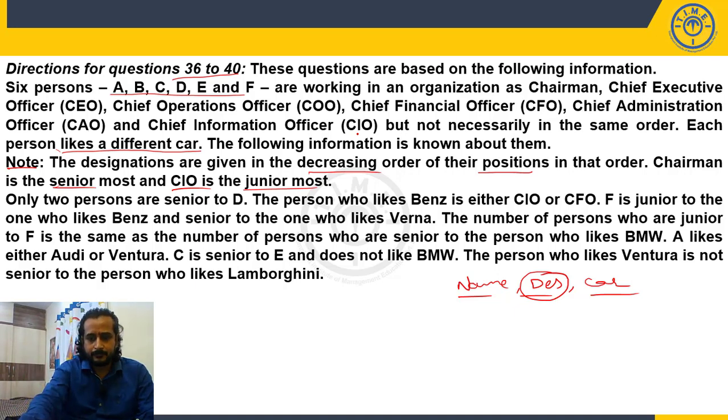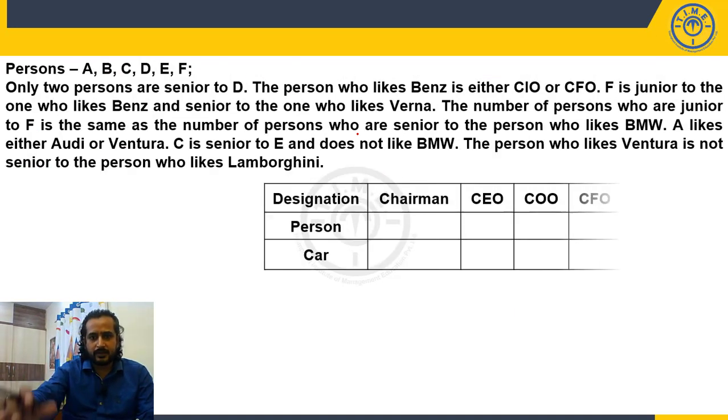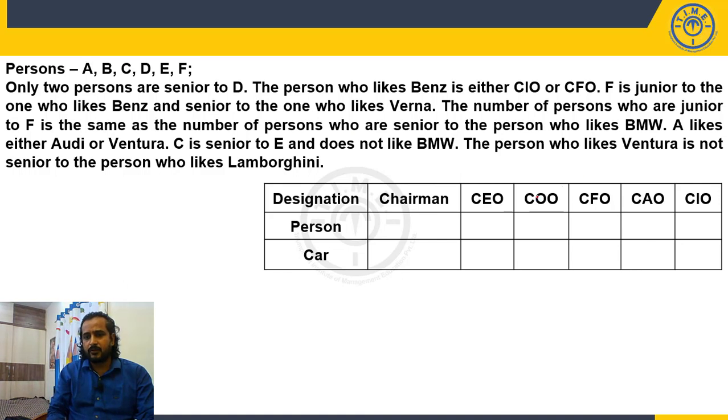Now what is our basic structure? This is our basic structure: Chairman, CEO, COO, CFO, CAO and CIO. Person and car we are going to distribute. What is the first clue given? Only 2 persons are senior to D. So only 2 persons are senior to D means before D how many will be there? 2. So D will be COO.